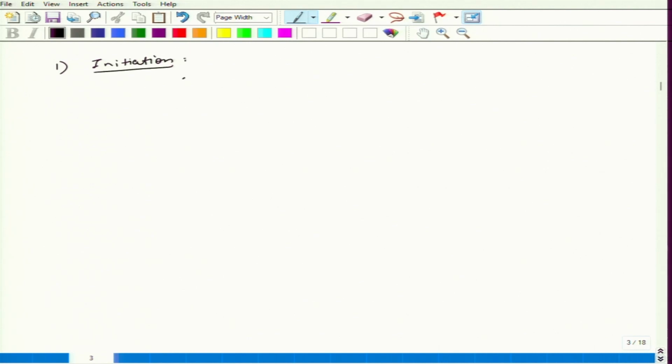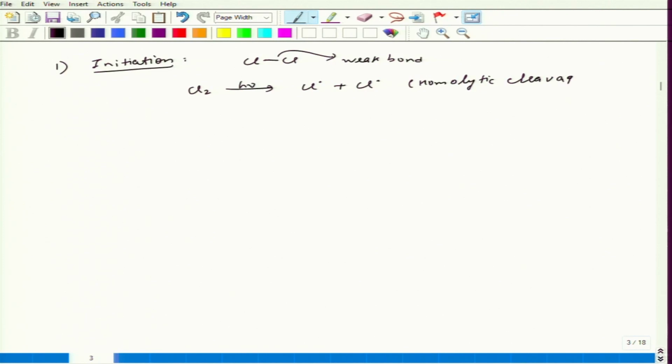So, what happens is, the Cl-Cl bond is weak. When light strikes the Cl2, it undergoes homolytic cleavage. I have already told in the previous class, if there is symmetrical distribution of electrons from a bond, it is called homolytic cleavage. So, homolytic cleavage of the bond occurs to give the Cl radical.